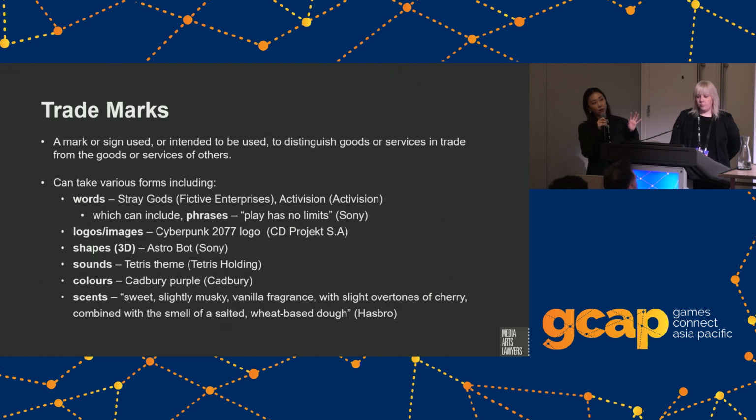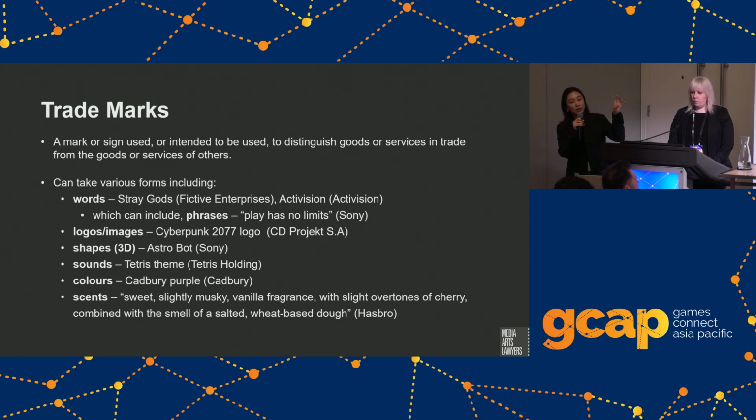So trademarks can take on a lot of different forms. The most common ones are words and logos and images. I think most people would recognize those elements of branding. Brand names, brand logos, we've got a couple of examples there. And this also includes phrases. So if you've got a statement or a tagline, Sony's classic one is "Play has no limits." That can also be trademarked.